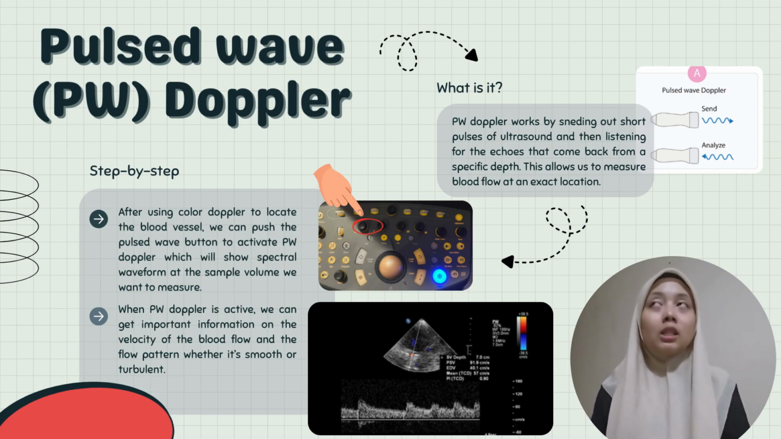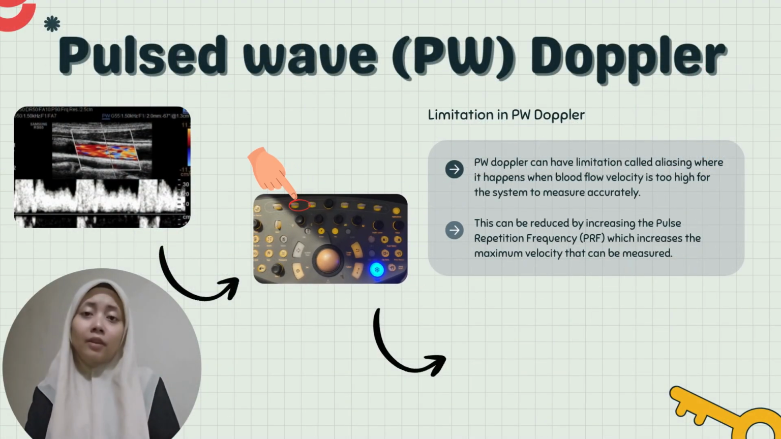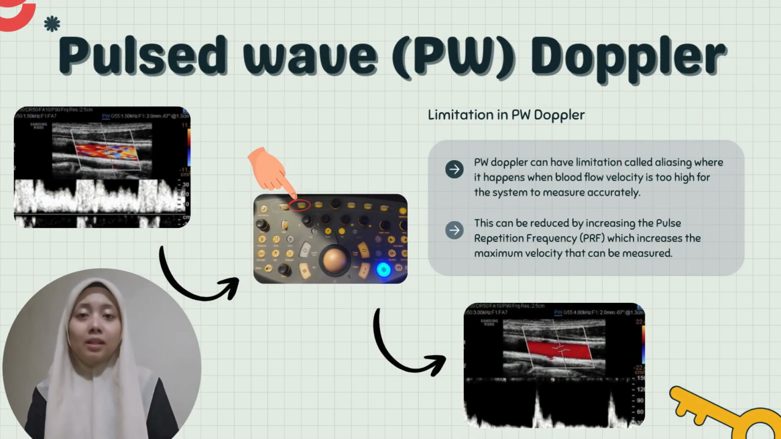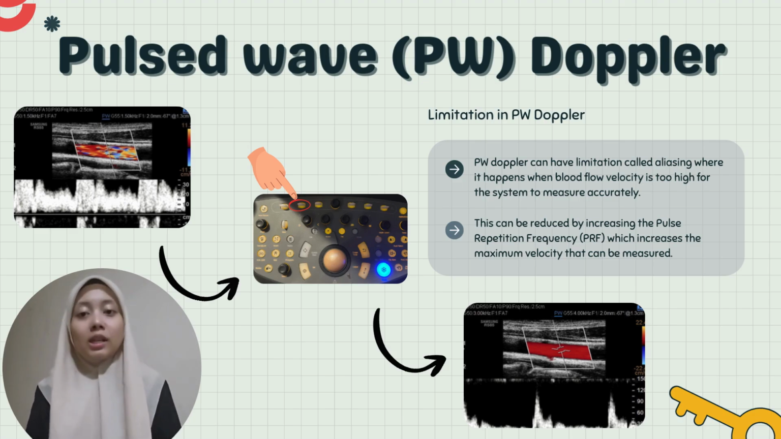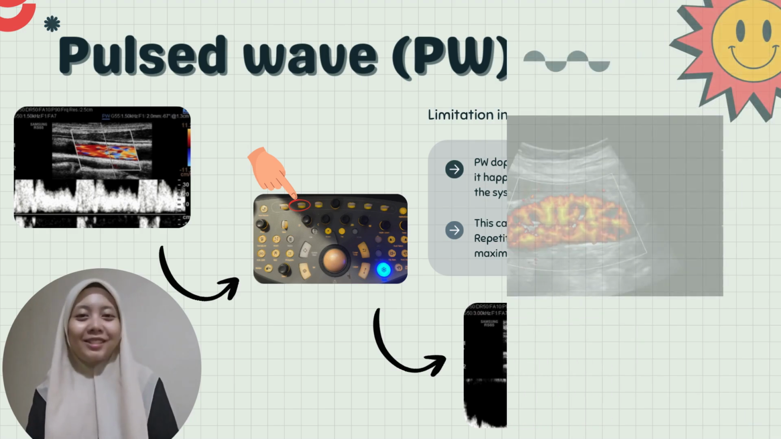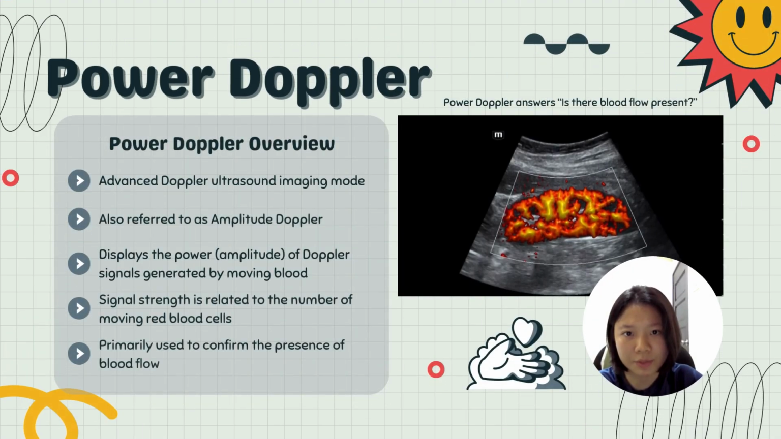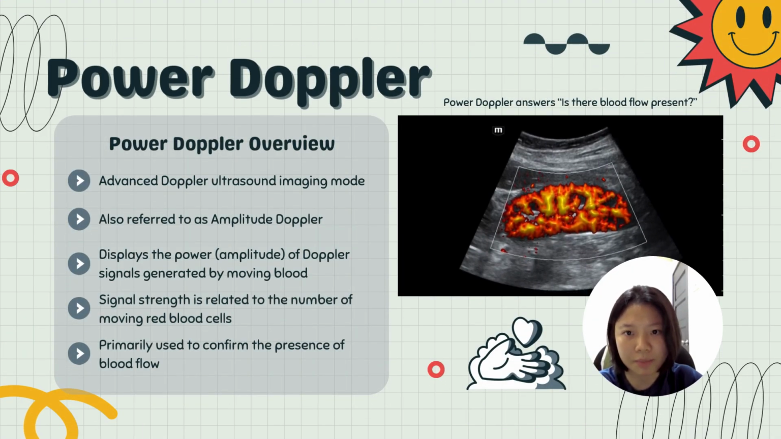the flow pattern, whether it's smooth or turbulent. PW Doppler can have a limitation called aliasing, which happens when blood flow velocity is too high for the system to measure accurately. This can be reduced by increasing the pulse repetition frequency, or PRF, which increases the maximum velocity that can be measured.